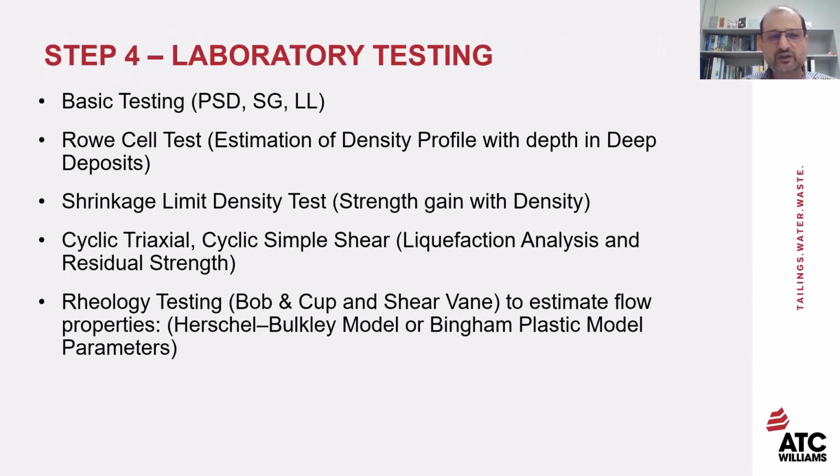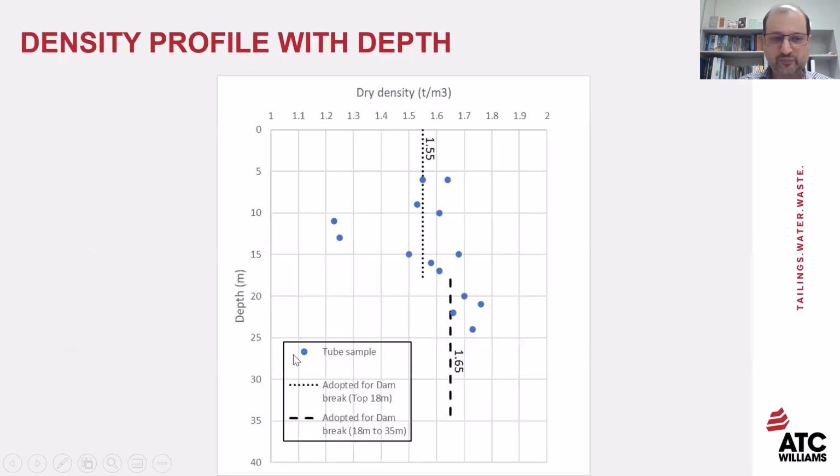Step four will be laboratory testing, which includes basic testing: PSD, SG, and liquid limits. Rowe cell testing if you want to get an estimate of the density profile in the deep deposit. Shrinkage limit and density tests with strength gain with density. Cyclic triaxial and cyclic simple shear to do the liquefaction analysis and residual strength. And then last but not least, the rheology testing, which includes bob and cup rheology and shear vane testing to estimate the flow property and flow behavior, with either Herschel-Bulkley model or Bingham plastic model parameters.